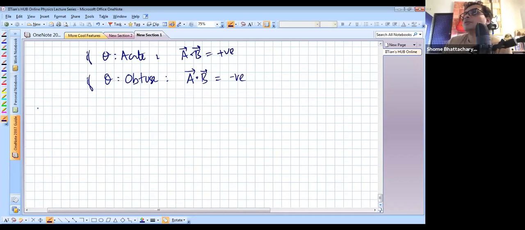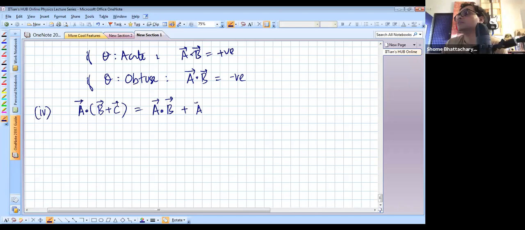Now the fourth property is going to be very important: the dot product of A with the sum of two vectors can be expanded as the dot product of A with B plus the dot product of A with C. And this is called the distributive property.